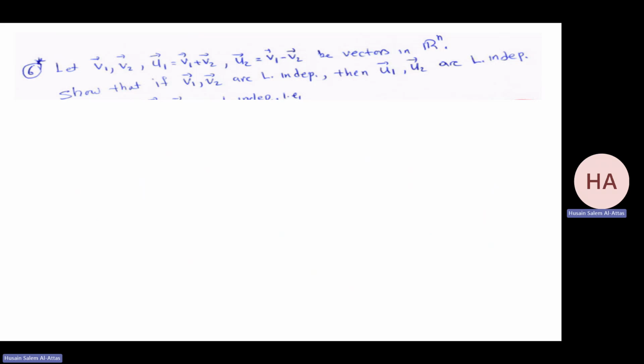Let V1, V2 be vectors and U1, U2 defined from them. If V1 and V2 are linearly independent, show that U1, U2 are linearly independent. I have V1 and V2 linearly independent. That means if I have this relation, it implies the constants, let me call them D1 and D2, are equal to 0. Now I need to check this.